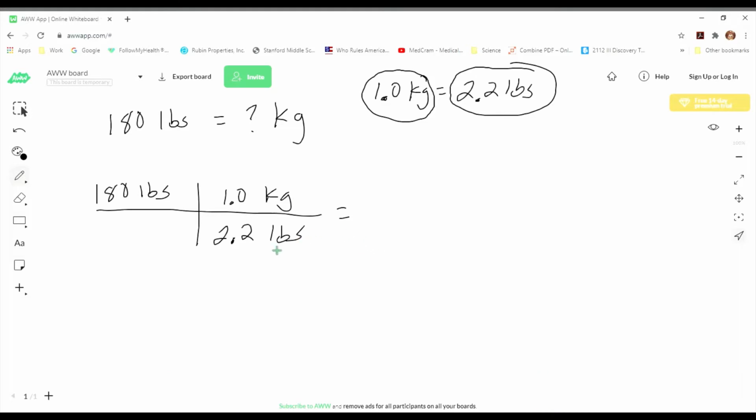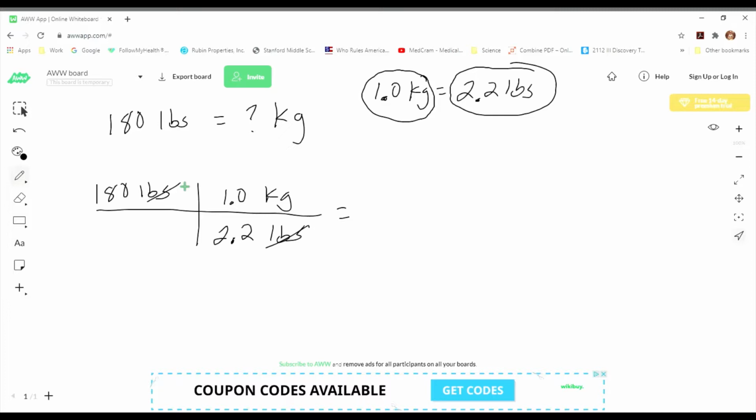And now we know that our pounds are going to cancel. What we're going to get is 180 times 1 divided by 2.2, right? We've got, where to use my calculator, 180 here. I multiply it by 1, and I divide by 2.2. Remember, guys, I don't know why high schoolers at this point have a hard time remembering this. Everything in the numerator gets multiplied. Everything in the denominator gets divided. So we're going to do that.